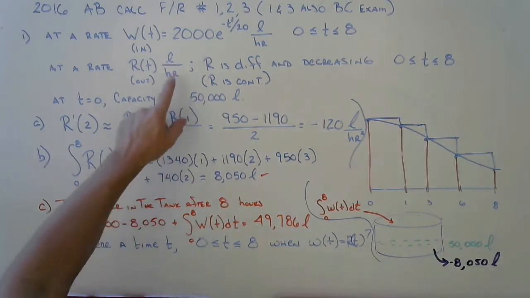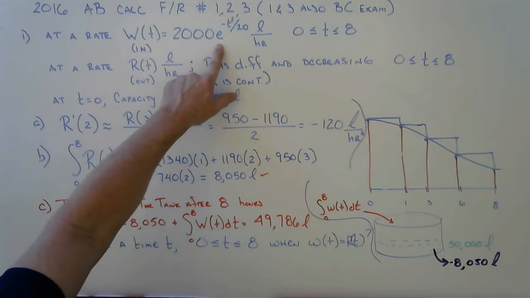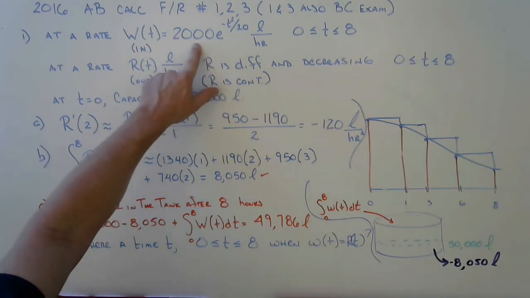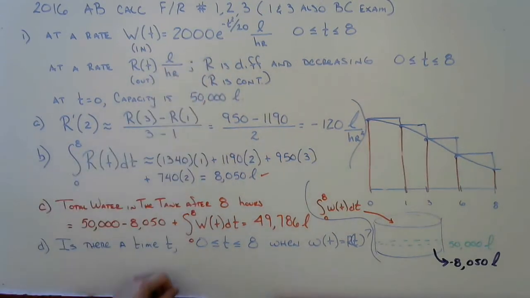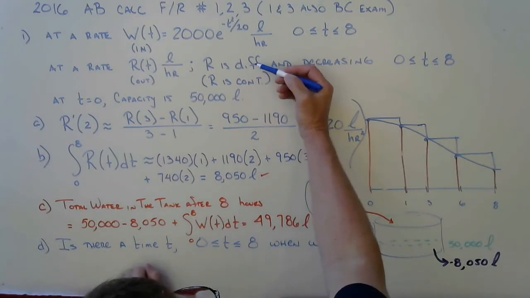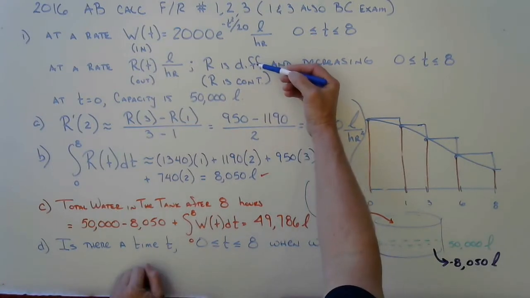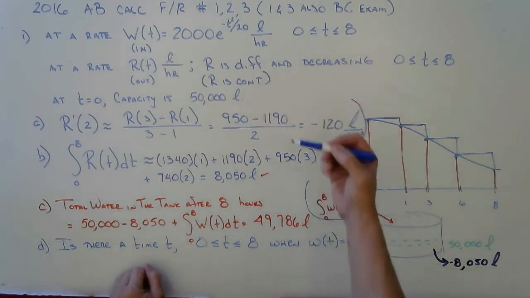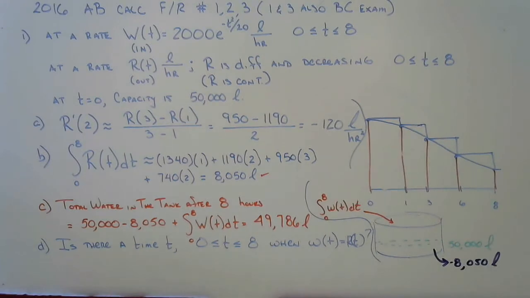Well, we know this function is continuous. We can look at this function. We can see it's an exponential times 2,000. That's continuous. We know this function is continuous because they told us it's differentiable. Since they told me it's differentiable, it's continuous. I have two continuous functions. Now, what do I know about these two continuous functions?